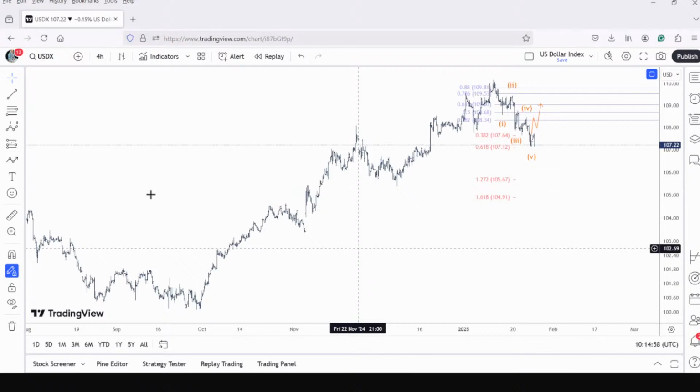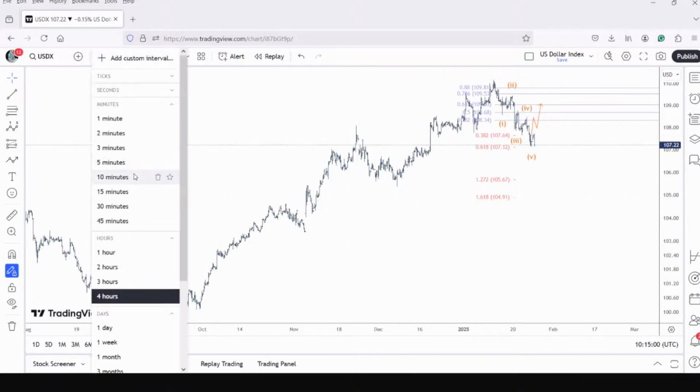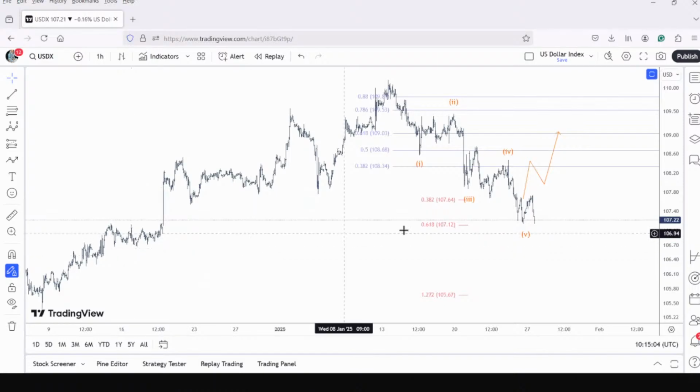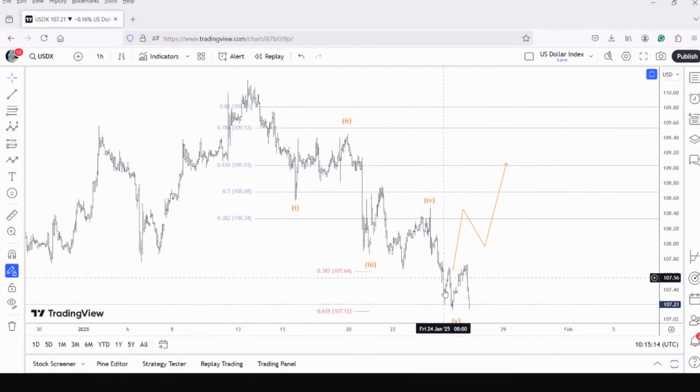So as we were discussing about the euro possibly printing one more high, you see the dollar index, that was an expanded flat. Let me zoom. This structure was an expanded flat ABC wave 4, and now we are seeing wave 5 push lower.